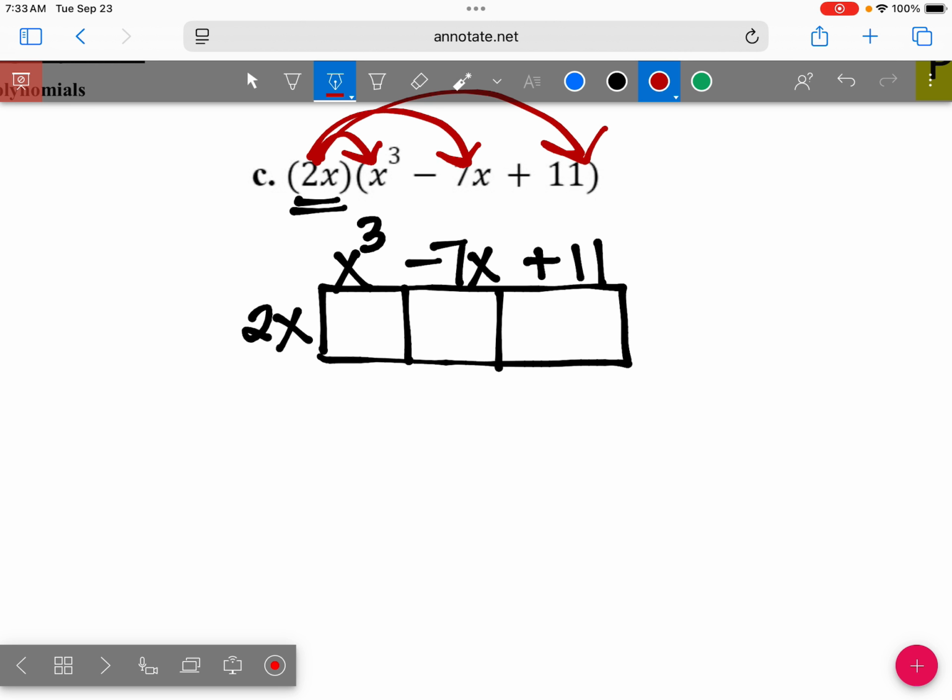So 2x times x cubed would be 2x to the 4th. 2x times negative 7x would be negative 14x squared. And 11 times 2x is 22x. None of these are like terms, so that would just be my final answer.